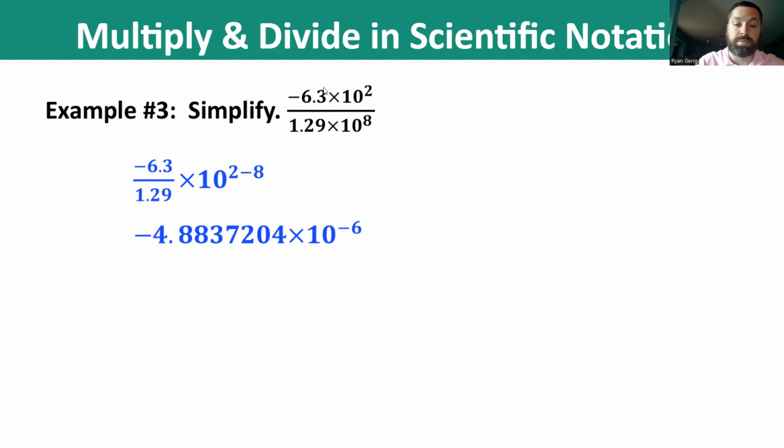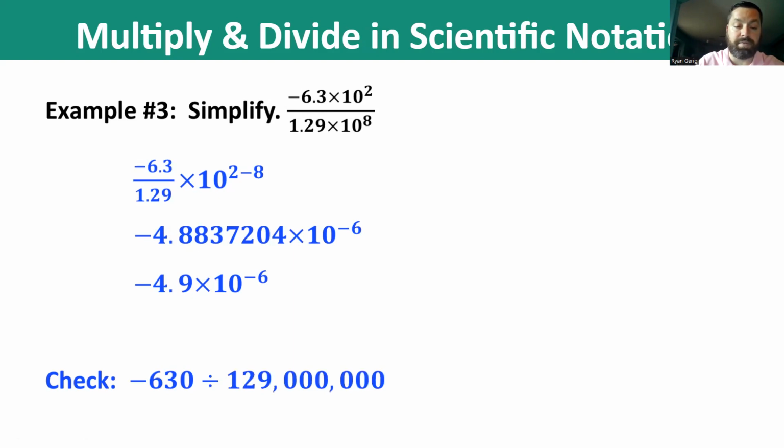Now, the smallest number of significant digits up here was 2. Negative 6.3 has 2 significant digits. So I can only have 2 significant digits in my answer. So negative 4 point, the second digit's right there. I got to look at the one right after it to know whether I round up or keep it the same. This one rounds up to 4.9 or negative 4.9 times 10 to the negative 6th. That number is between 1 and 10, so I can leave it just like that. Check it. Negative 630, which is negative 6.3 times 10 to the 2nd, and 1.29 times 10 to the 8th. We're dividing those two numbers, and you get this answer, which if you translate that to scientific notation is what we got.